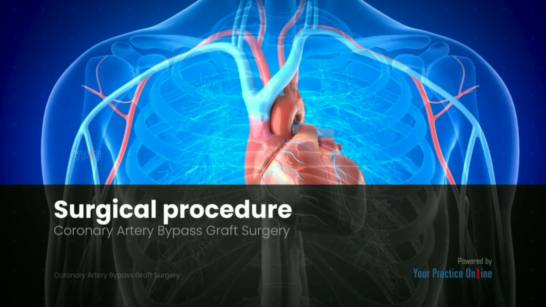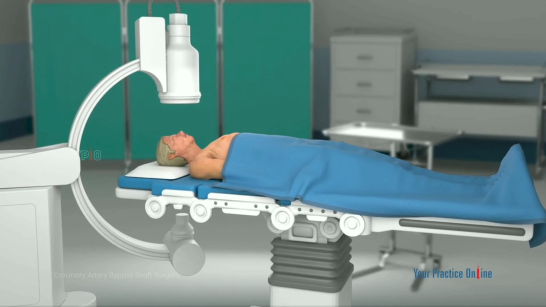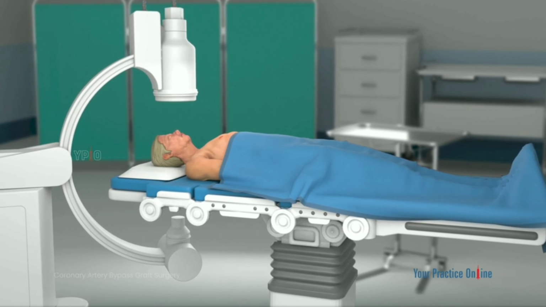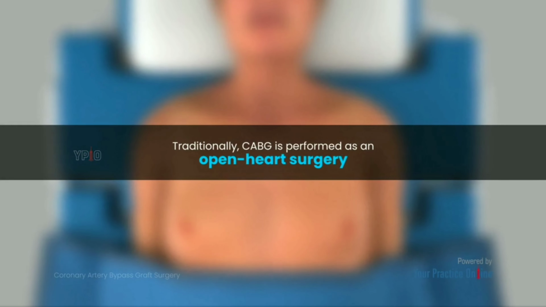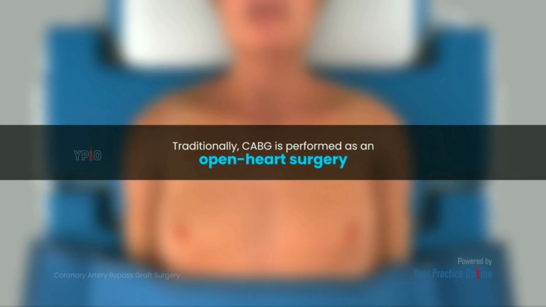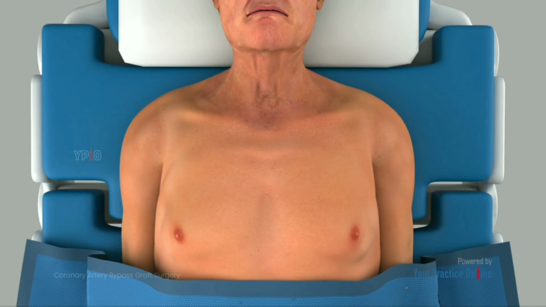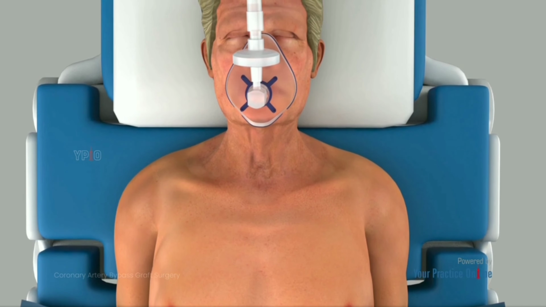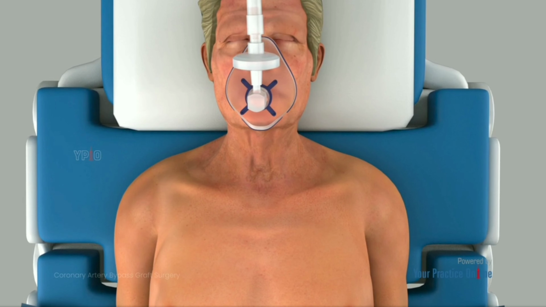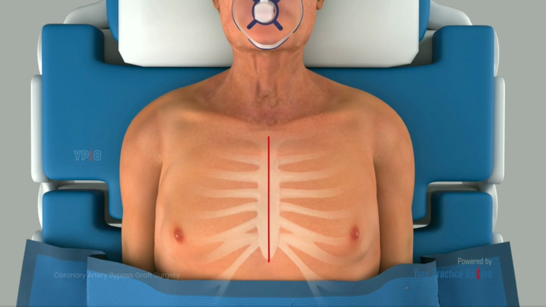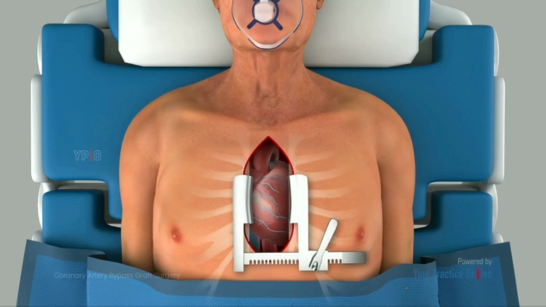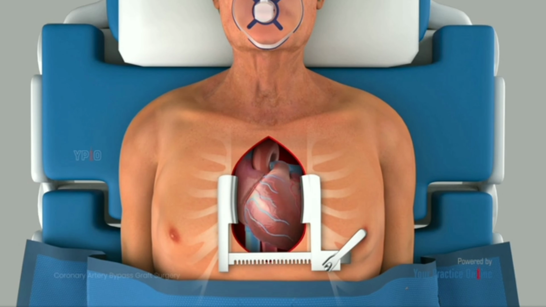Surgical procedure. Coronary artery bypass surgery is performed either through an open surgery or as a minimally invasive surgery. Traditionally, CABG is performed as an open heart surgery and involves the following. You will lie on your back on the operating table. General anesthetic will be administered, so you will be asleep and not feel any pain. Your surgeon will make an 8 to 10 inch long incision down the middle of your chest bone, sternum. Special instruments called retractors are used to spread the ribs apart so the surgeon can access the heart.